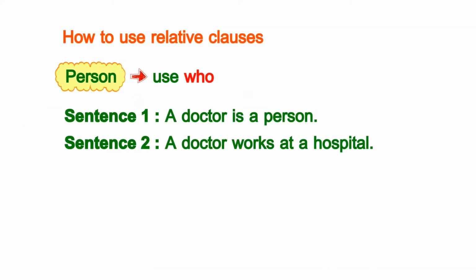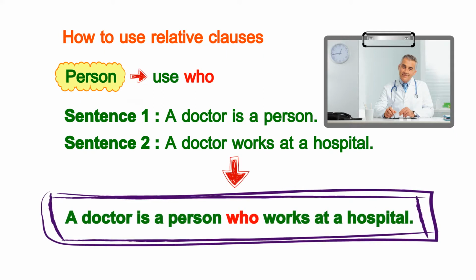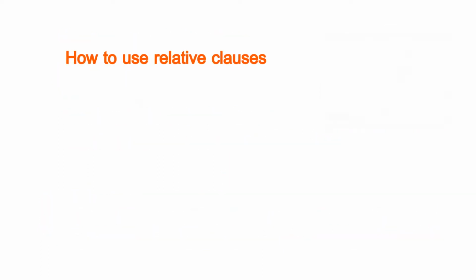First of all, let's look at these two sentences. What is a doctor? A doctor is a person. A doctor works at a hospital. Because a doctor is a person, we have to use who as the clause. This means we don't have to repeat the subject, which means we don't have to say a doctor again. So we say, a doctor is a person who works at a hospital.